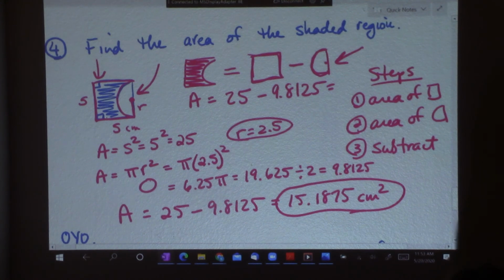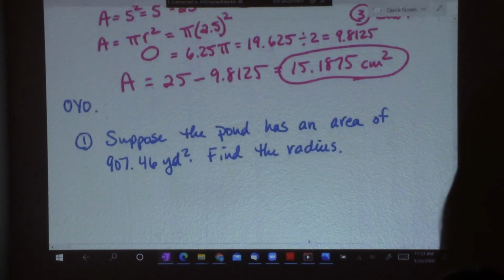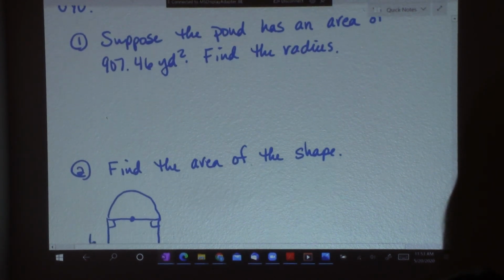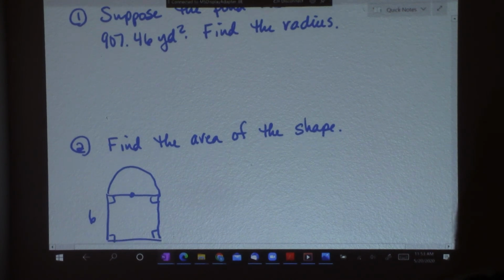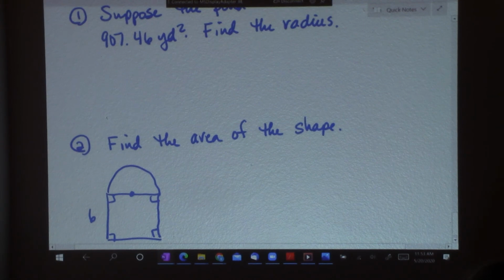Okay, I want you to go ahead and try these two. Suppose the pond has an area of 907.46. Find the radius and find the area of this shape. I will give you just a few minutes. Go ahead and pause the video and we will come back.